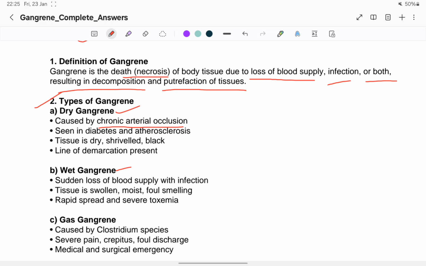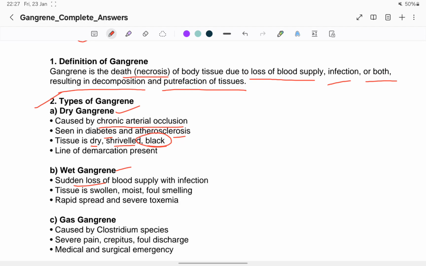Dry gangrene is seen in diabetes, atherosclerosis, and wet gangrene is seen in conditions like emboli, ligatures, crush injuries. In wet gangrene there is sudden loss of blood supply, whereas in dry gangrene there is slow occlusion of the arteries. Here, local findings: the tissue is dry, shriveled and black.